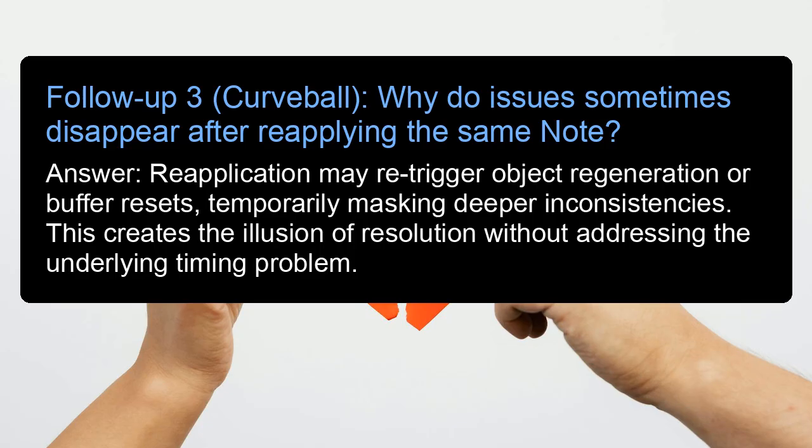Follow-up 3. Curveball. Why do issues sometimes disappear after reapplying the same note? Answer: reapplication may re-trigger object regeneration or buffer resets, temporarily masking deeper inconsistencies. This creates the illusion of resolution without addressing the underlying timing problem.